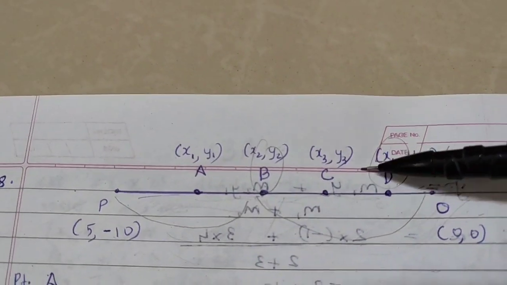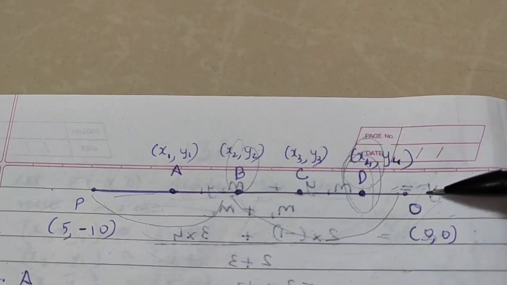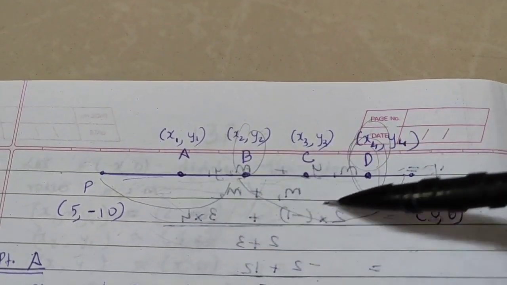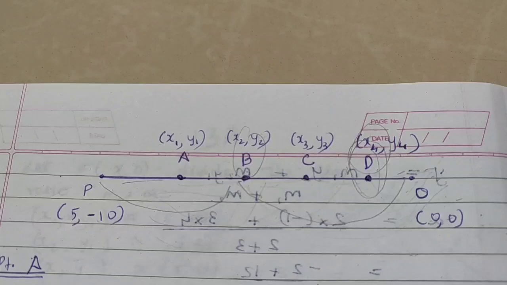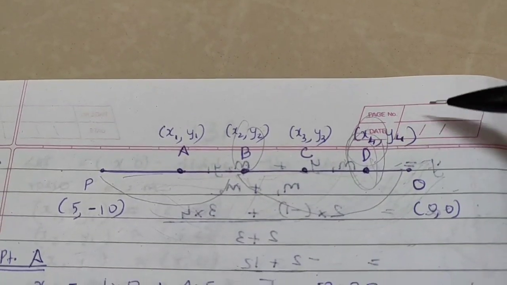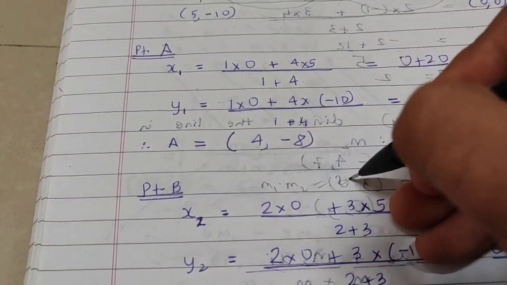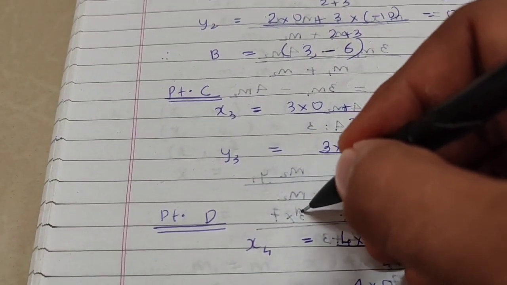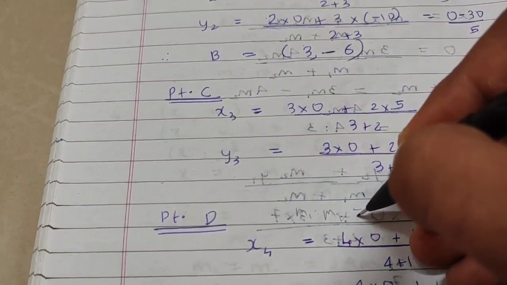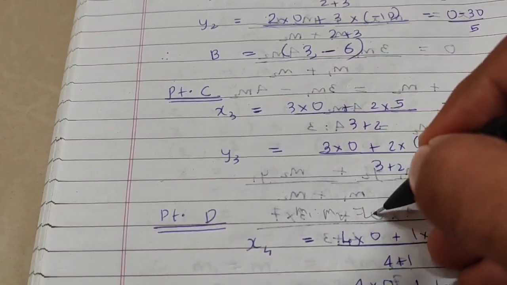Now what about D? What is the ratio in which D is dividing this line PO? That is PD ratio DO is how much? Well, it's 4:1, isn't it? So here M1 ratio M2 was 2:3. Yes, you have to write that compulsorily. And here point D, write M1 ratio M2, or you can say N1 ratio N2 if you don't want to use the same variables, will be 4:1.